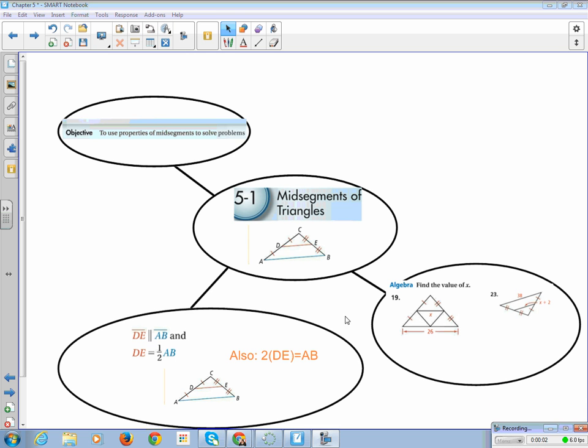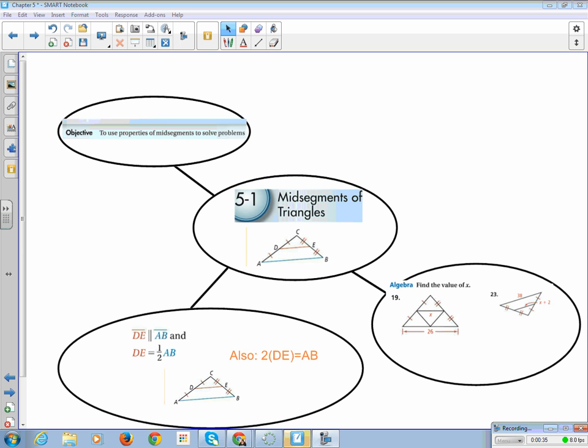All right, so this is Chapter 5, Section 1, Midsegments of Triangles. And if you look, go ahead and copy down this picture. A midsegment will cut the side in half, creating two congruent line segments on both sides.